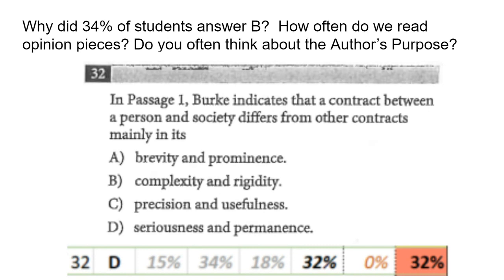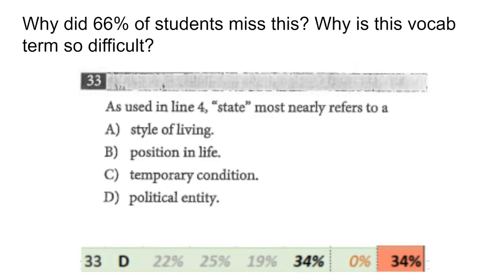34% of students answered B, complexity and rigidity. It is probably because you're more familiar with those words. And because they came earlier in the answer choices, more people probably felt comfortable with those answer choices. It is important to read all the choices and to go with the best answer. Again, it's important to read opinion pieces. A lot of these are opinion pieces or argumentative pieces of writing, and it's important to pick out the author's purpose. This is asking a lot of questions about the author's purpose and what the author believes.